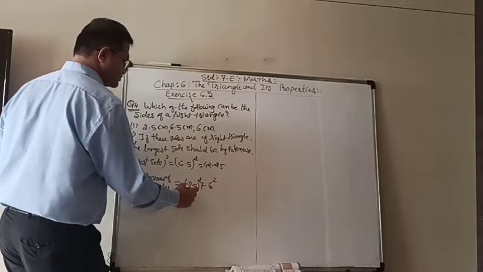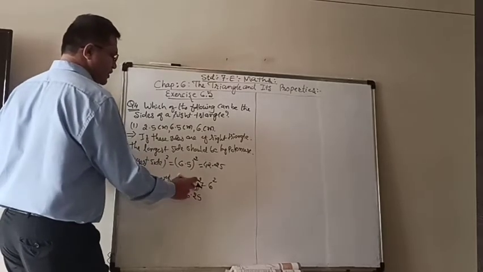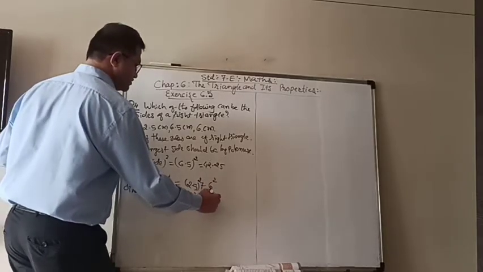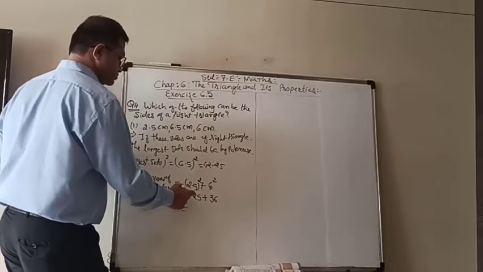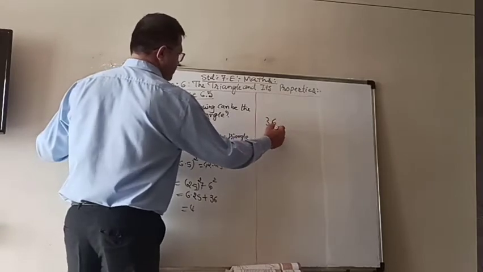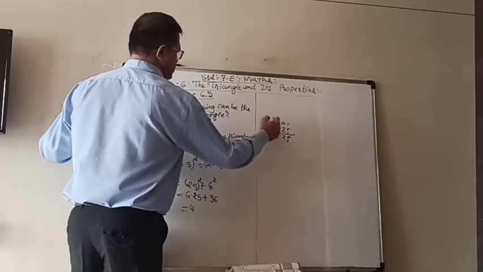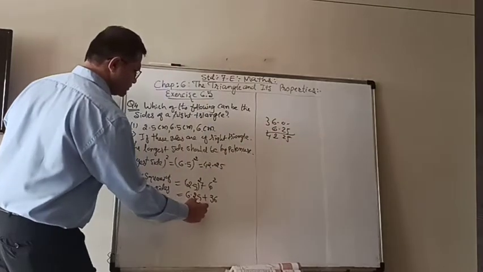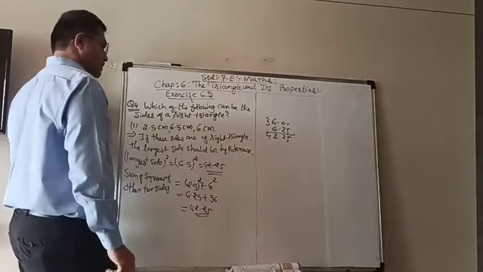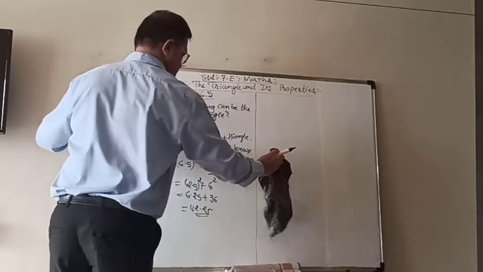2.5 square is 6.25, because 25 square is 625. Here there is one decimal, so we have to put two decimals. Plus 6 square is 36, and that is equal to 36 plus 6.25, which is 42.25. Now you can see that both the sums are equal. So it can be a right triangle.